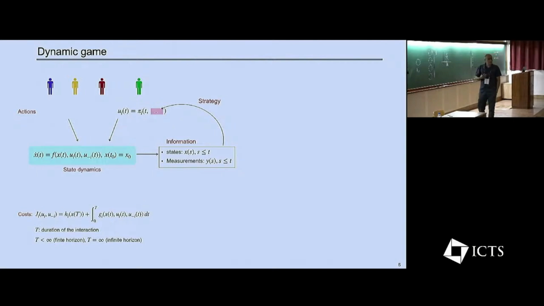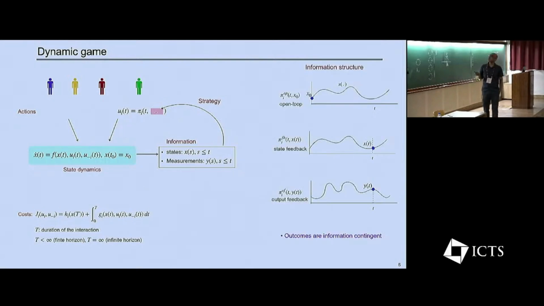Players, when taking actions at any point of time, can take actions based on the information that is available to them. So if players at any time t take decisions based only on the initial state, that particular information structure is called an open loop information structure. If at any point of time agents have complete observation of the state, then we call that particular strategy a state feedback strategy.